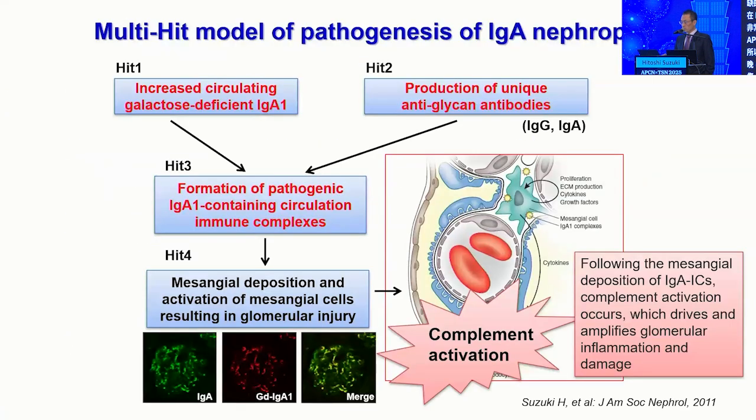So the multi-hit model of pathogenesis for IgA nephropathy indicates, as hit 1, an increased serum level of Gd-IgA1, and Gd-IgA1 forms immune complexes with Gd-IgG, creating large immune complexes that deposit in the mesangial area. Following the mesangial deposition of IgA-containing immune complexes, complement activation occurs, which drives and amplifies glomerular inflammation and damage. The complement activation is necessary.